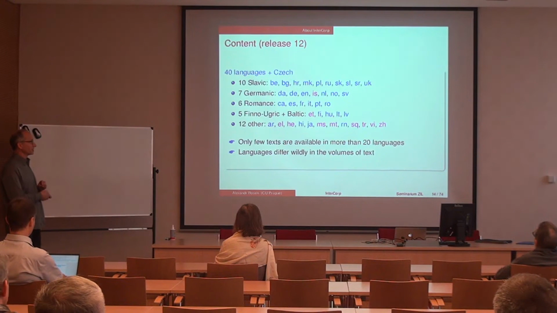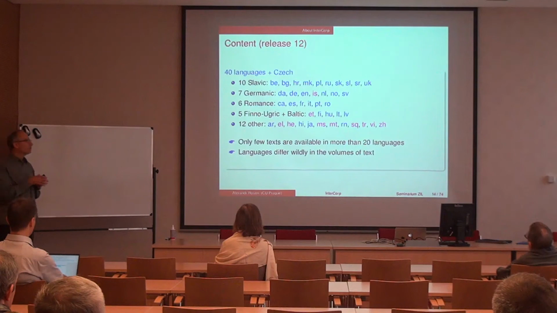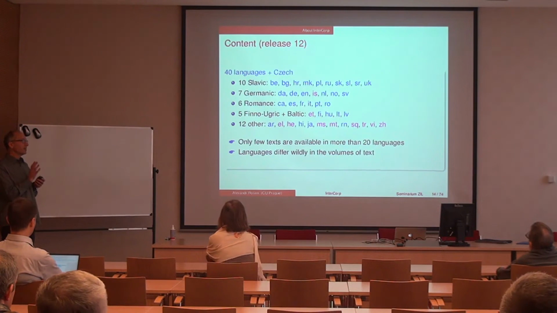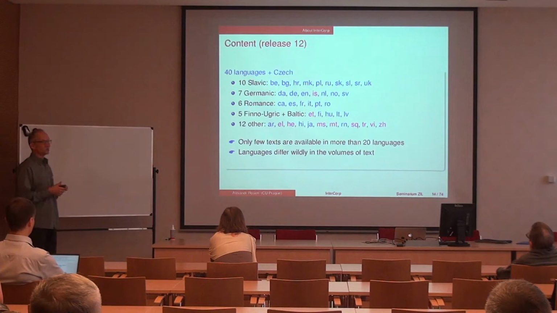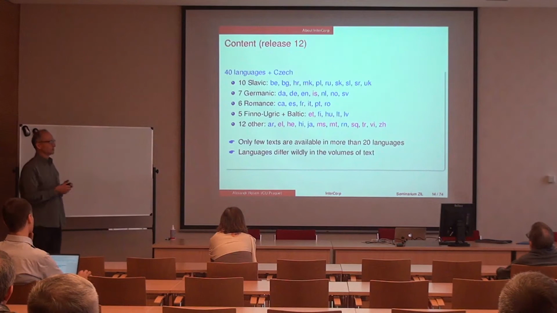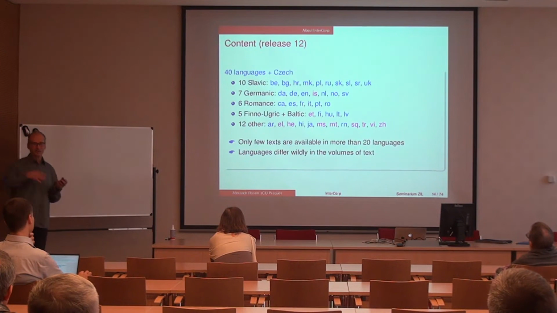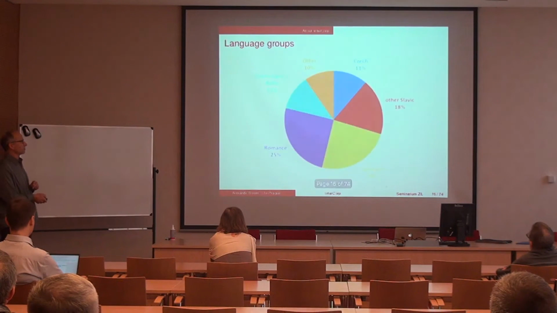We have something little in Arabic. There are a few texts that are available in many languages. So in more than 20 languages we have a couple of texts. It's a text written by Kundera, for example, so it's a translation from Czech into some other language, and of course Harry Potter, translated from English into many other languages. And languages differ very much in volume.